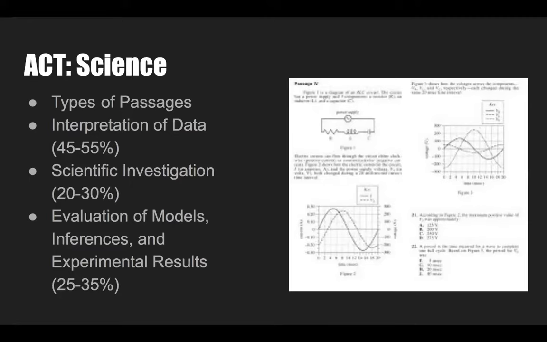So the interpretation of data is around 45 to 55%. Scientific investigation is around 20 to 30%. And the evaluation of models, inferences, and experimental results is 25 to 35%. Interpretation of data, you'll see a lot of in data representation, and you also get some questions in research summaries. Scientific investigation, you'll mostly have in research summaries. And the evaluation of models, inferences, and experimental results is heavy in conflicting viewpoints, as well as research summaries. And so that was the ACT science, and that was the entire ACT test.